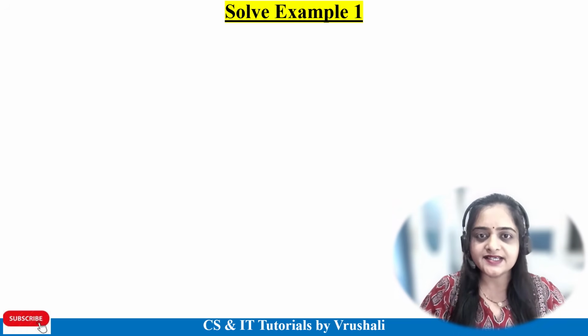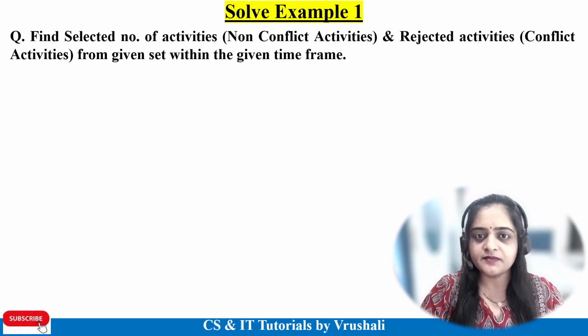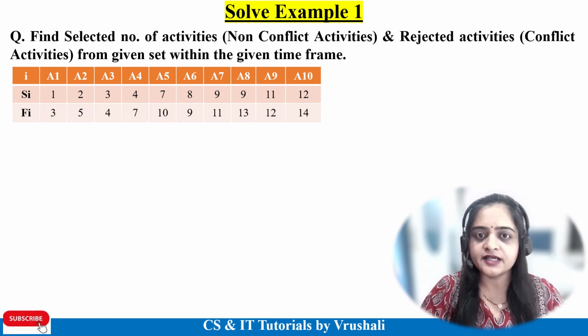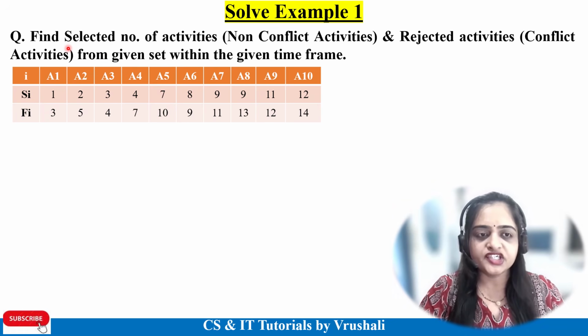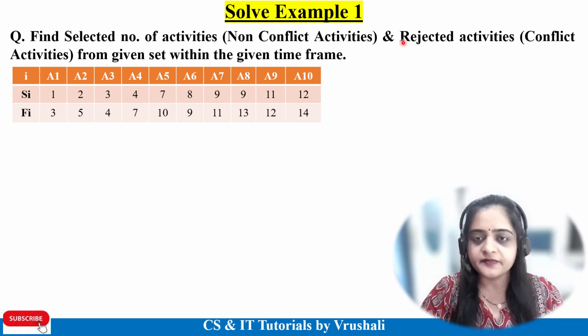Now, let's understand a solved example of the activity selection problem. This kind of example is asked in your university exam for 4 to 6 marks. See here, as per our question, you have to find out the selected number of activities, which are also called non-conflict activities. Again, you have to find out the rejected activities, which are also called conflict activities, from the given set within the given time frame. Means you have to find out non-conflict activities and conflict activities, and this data is given.